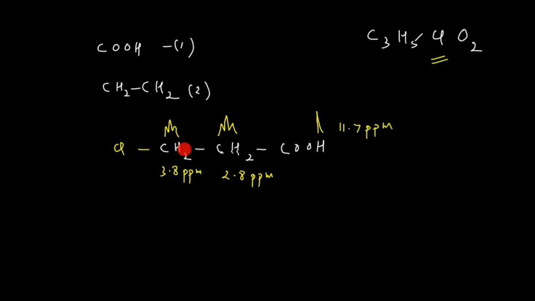And you know, de-shielded hydrogens appear downfield. Downfield means higher value in ppm for the chemical shift. So this is your first compound. Okay. And now you can go for the second compound.